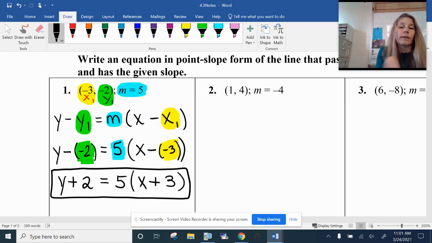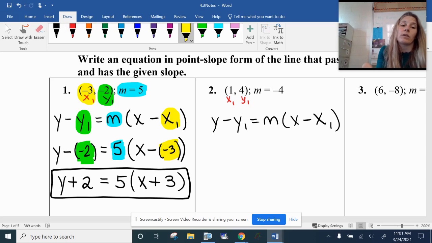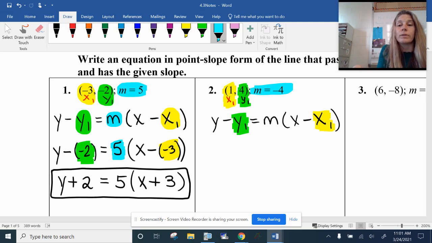Okay, so let's take a look at the next one. So again, we have our x1 and our y1, and then of course our slope here. I like to sometimes write out the equation first so I know exactly where I'm substituting everything in. So like I said in the last equation, the x1 is going to be this 1 here, so that's going to go in over here for x1. My y1 is this 4, so that's going to go in and be subtracted here. And then my slope is this -4, and that's going to go in for my m.